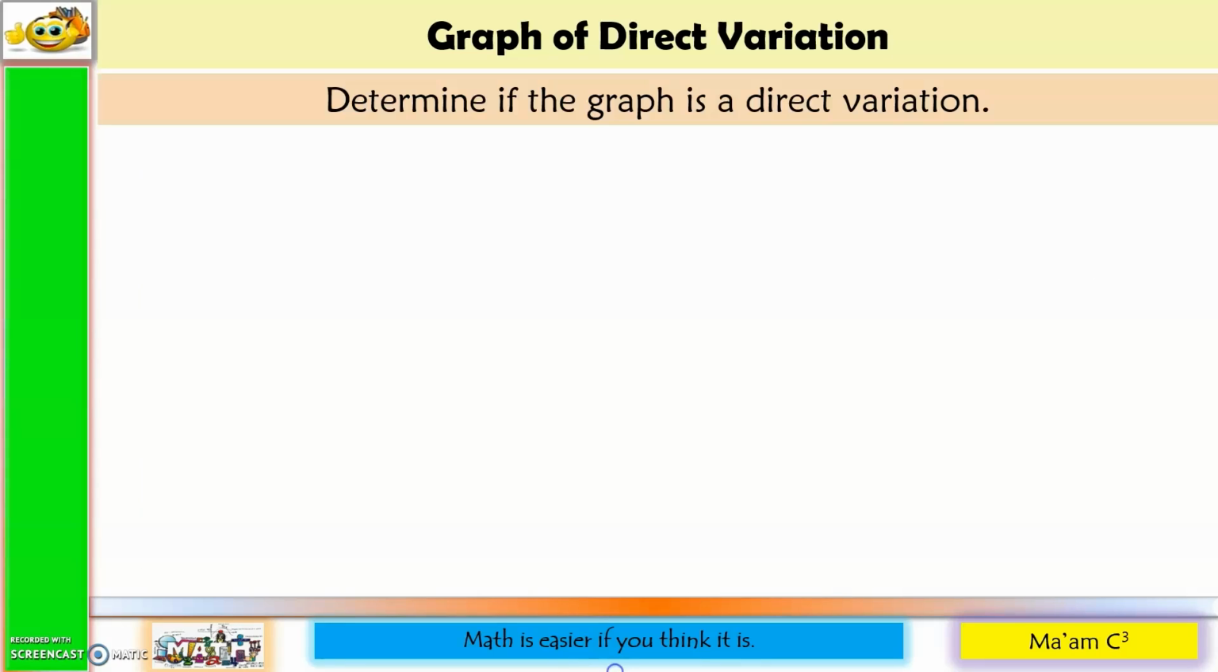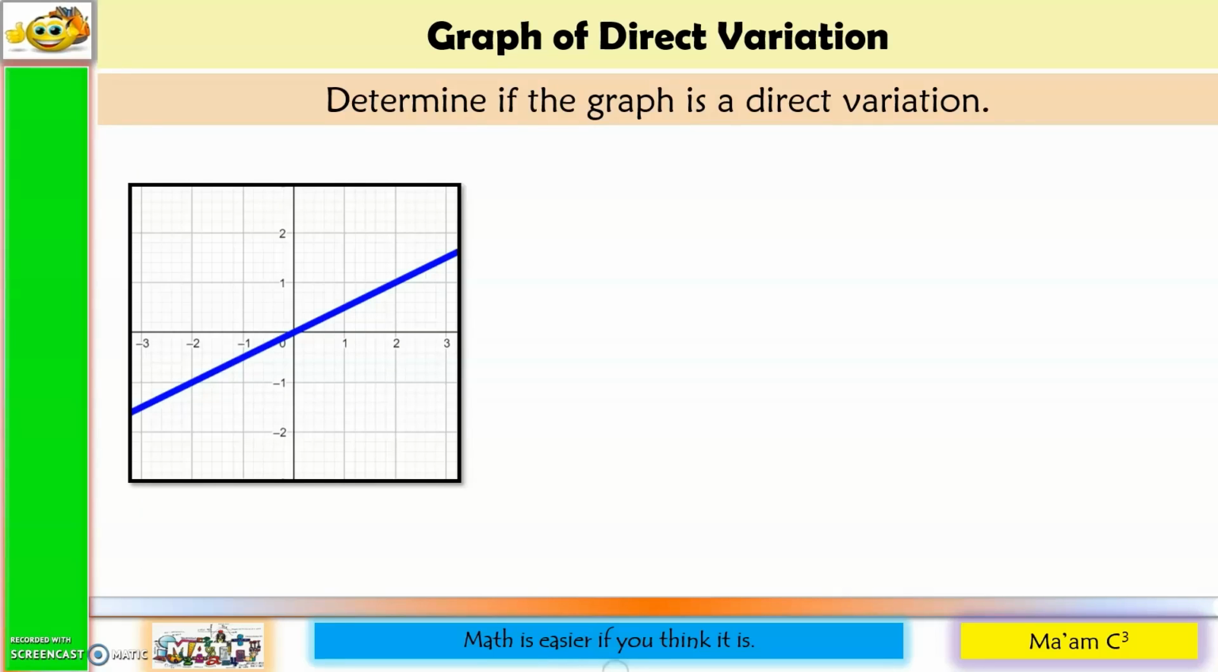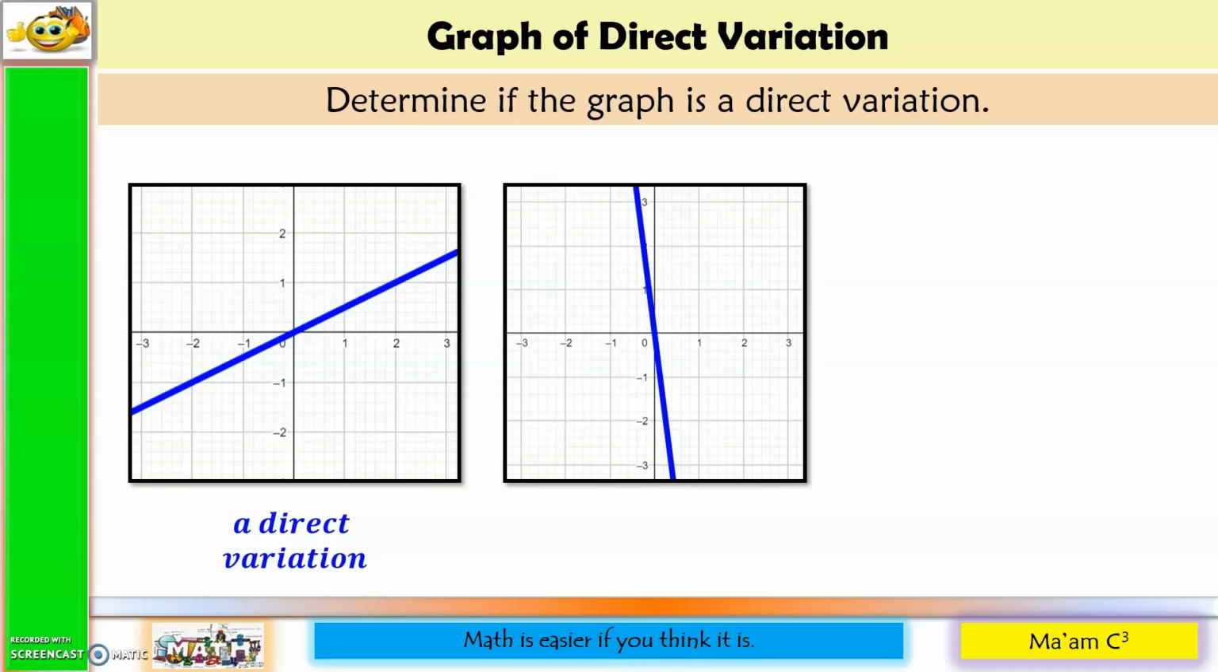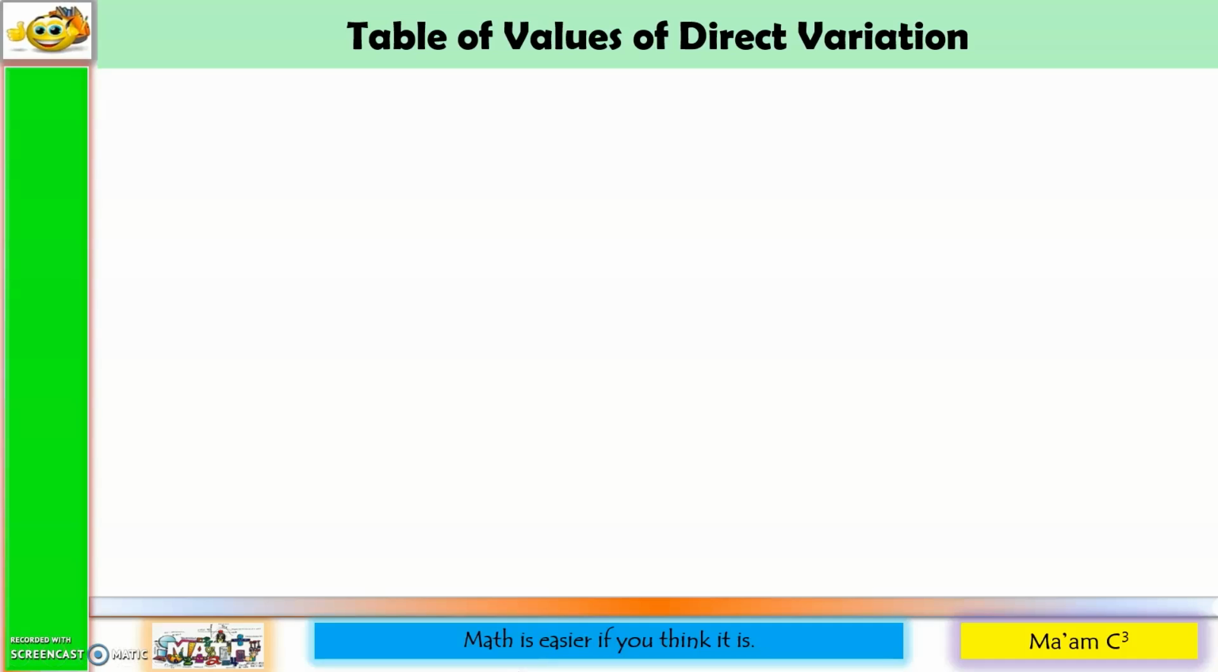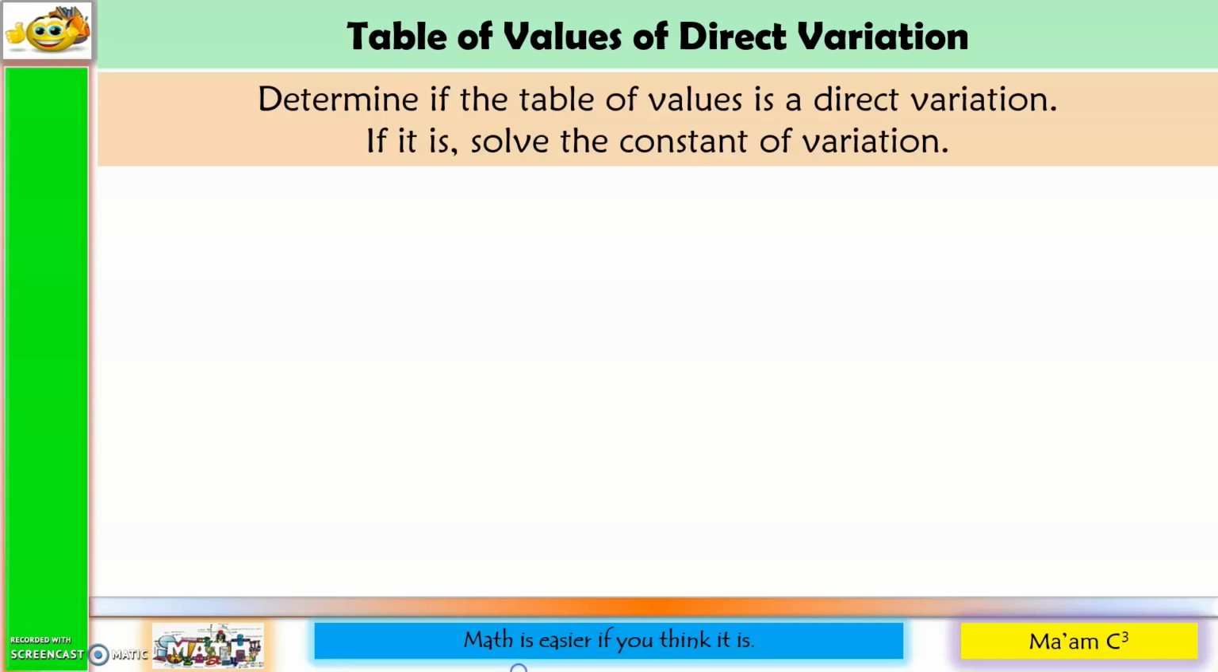Let us continue. Determine if the graph is a direct variation. Let's have the first one. So it is a line graph and it passes through the origin. Therefore, it is a direct variation. Next one. It is a line graph and it passes through the origin, so it is a direct variation. Another one, it is a line graph but it does not pass through the origin, therefore it is not a direct variation.